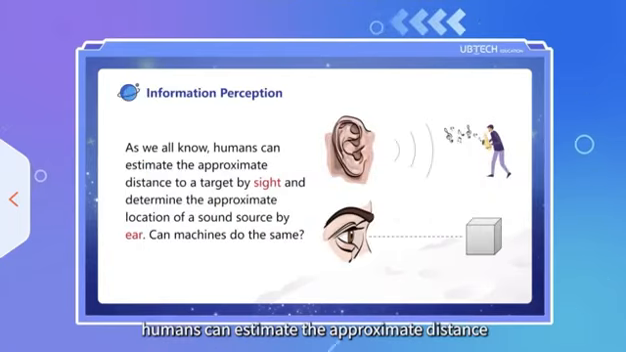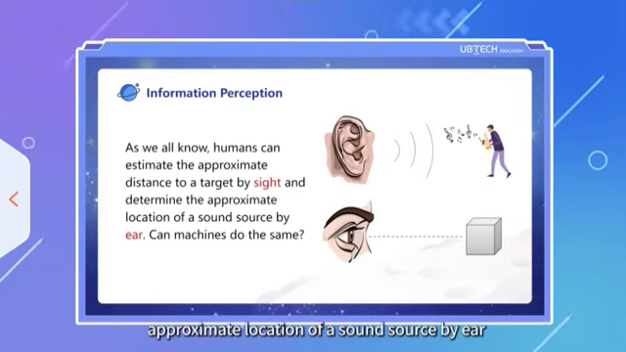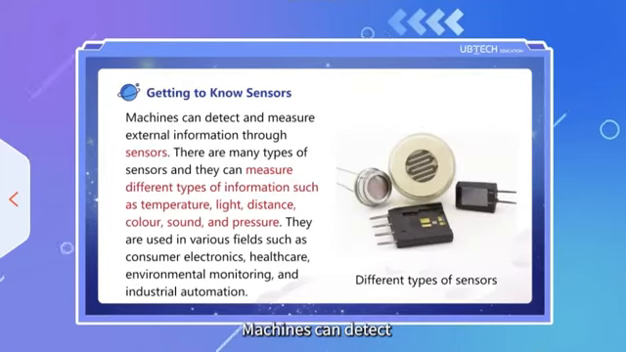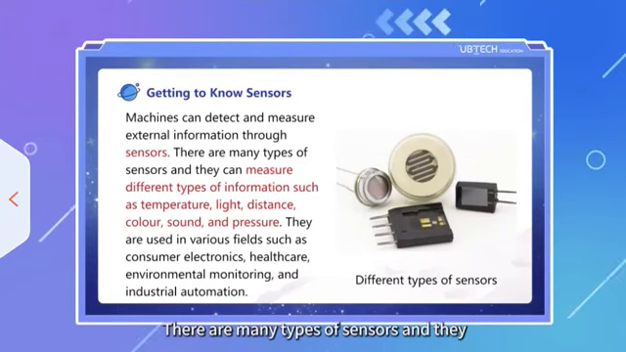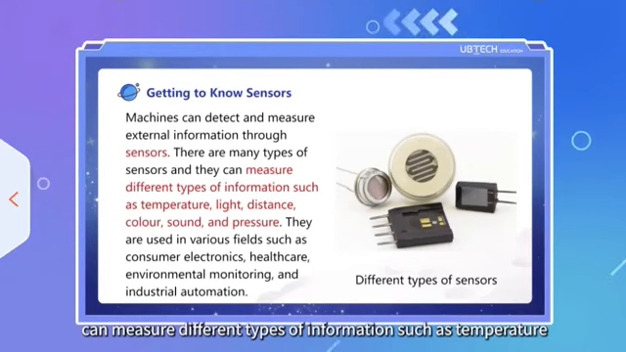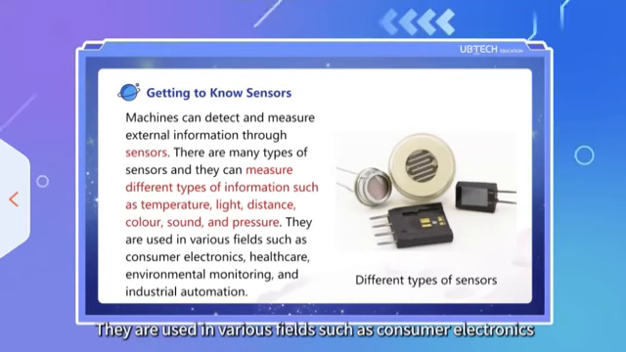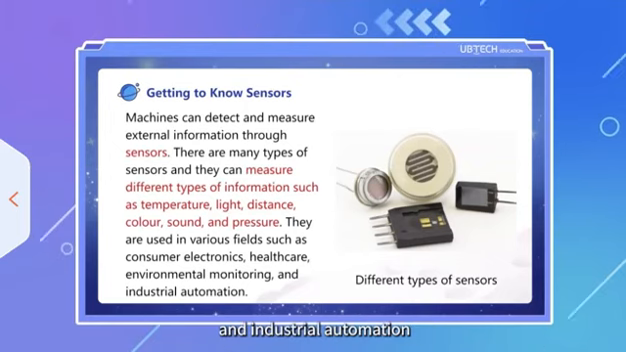As we all know, humans can estimate the approximate distance to our target by sight and determine the approximate location of a sound source by ear. Can machines do the same? Machines can detect and measure external information through sensors. There are many types of sensors, and they can measure different types of information such as temperature, light, distance, color, sound, and pressure. They are used in various fields such as consumer electronics, healthcare, environmental monitoring, and industrial automation.